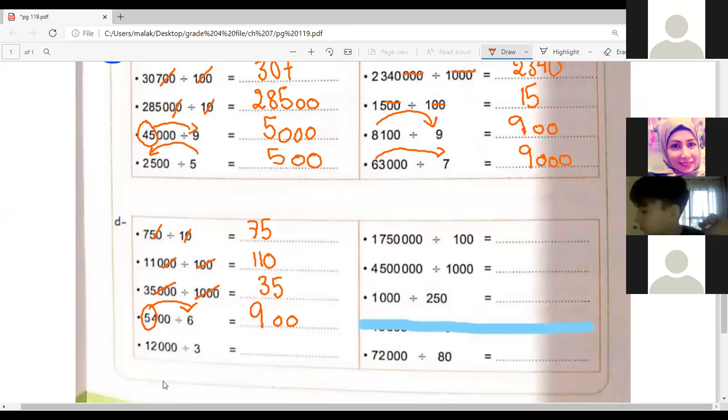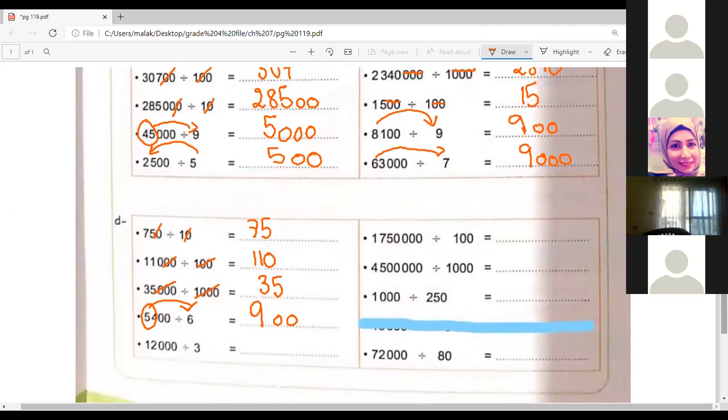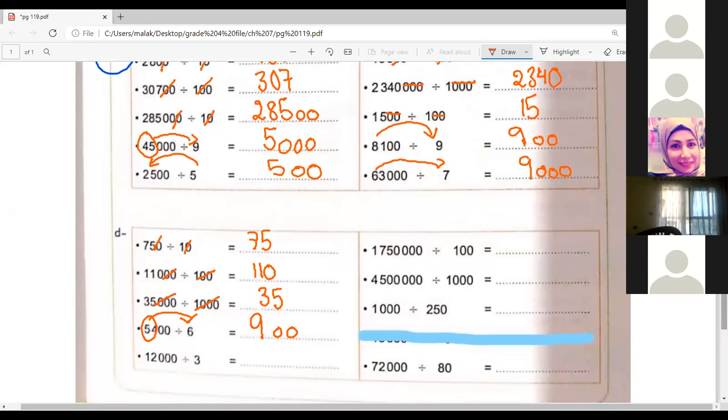Thank you, Farah. Liana Azeddin. Yes, teacher. 12,000 divided by 3. Yalla, Liana. 4,000. Bravo. What speed, Liana! Can you go up more? Yes.